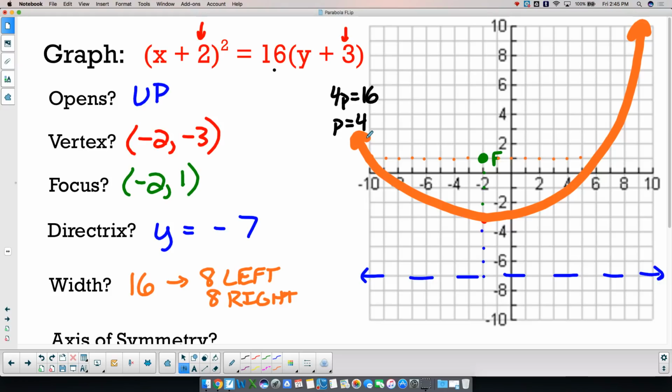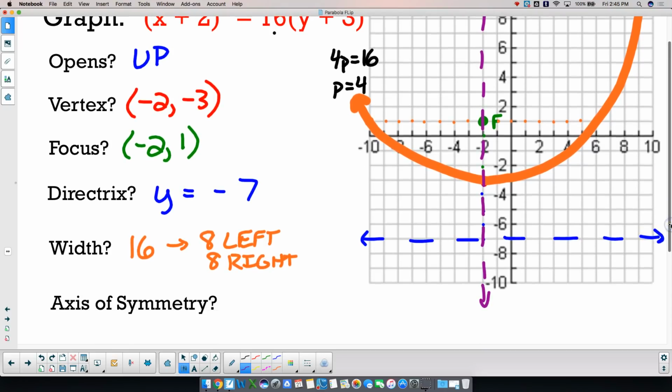Now the only thing I have left is my axis of symmetry. My axis of symmetry is the line that runs through my focus and my vertex. That's a vertical line at -2. So my axis of symmetry is x equals -2.